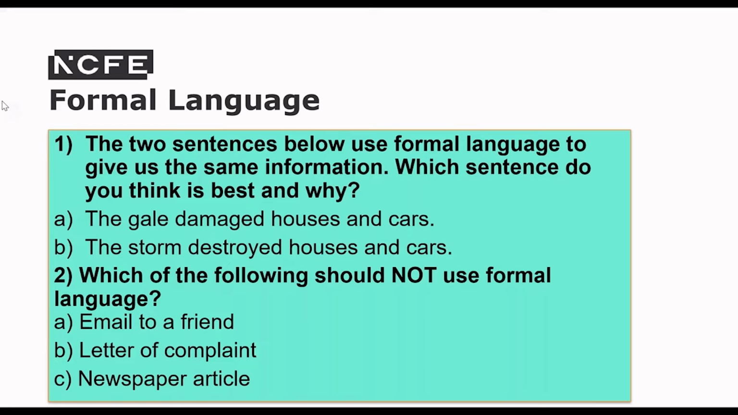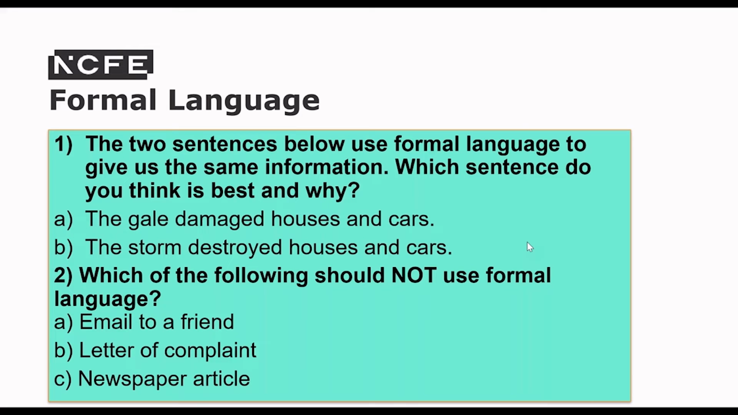So the first one: A, the gale damaged houses and cars. B, the storm destroyed houses and cars. Now for me, I would say B is the most powerful, because the words storm and destroyed seem harsher and more destructive than the word damaged.